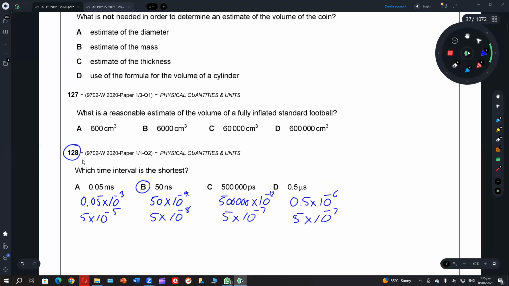What is a reasonable estimate of the volume of a fully inflated standard football? This is a very important topic, and estimation is always a huge problem. Now, how can I guess that? Because it's a fully inflated football, so I can take it as a sphere.